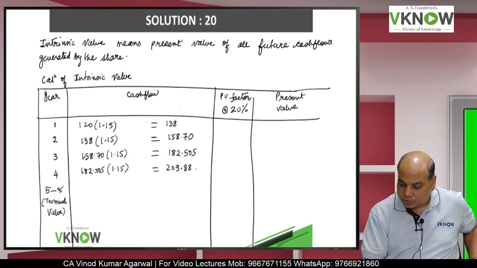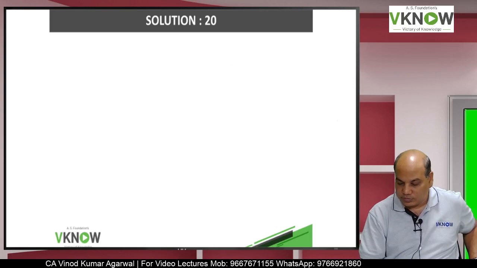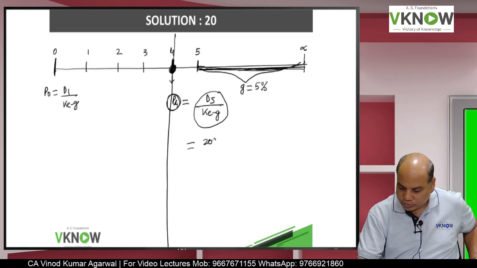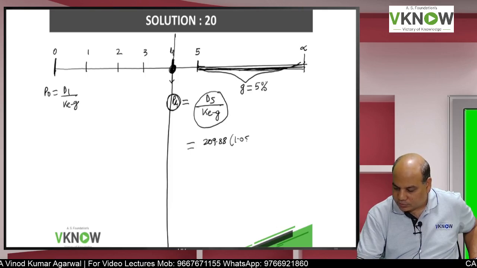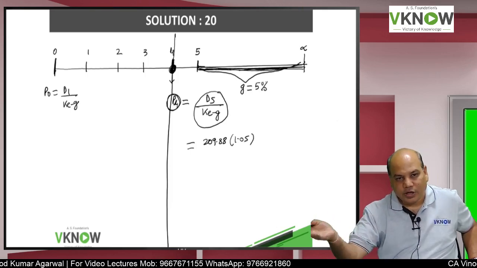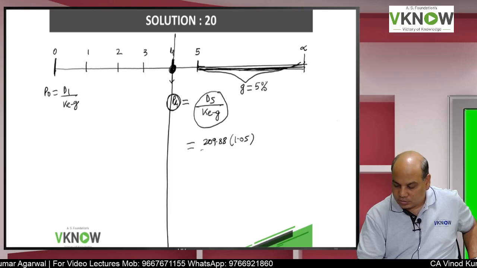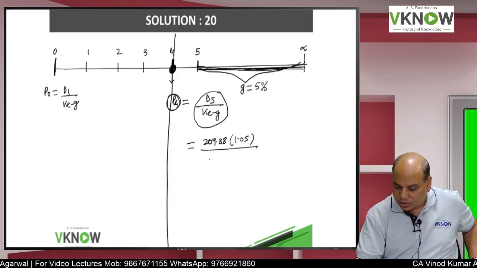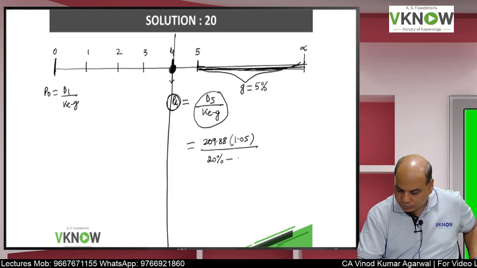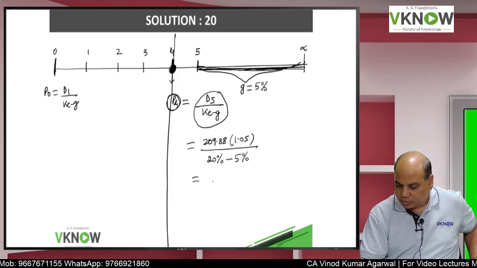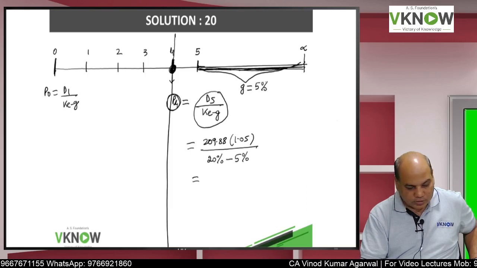The dividend of the fourth year is 209.88. But that will grow at what rate? 5%. That will grow at the rate of 5%, and that will be divided by K, which is 20%, minus 5%, that is 0.15. So give me the final answer.